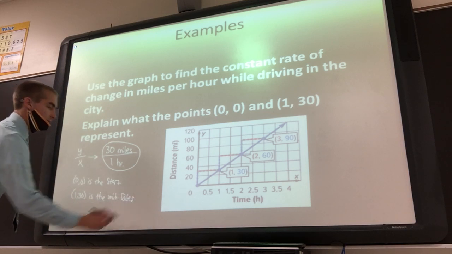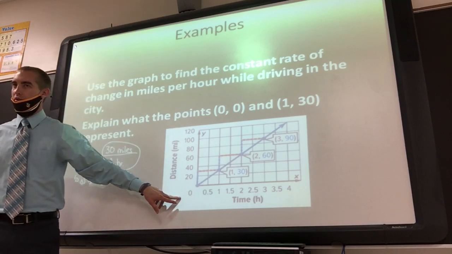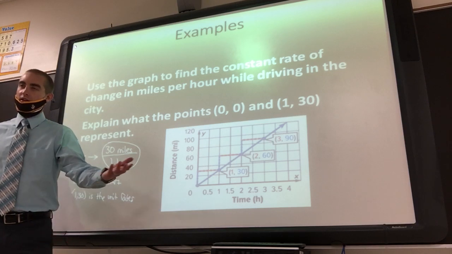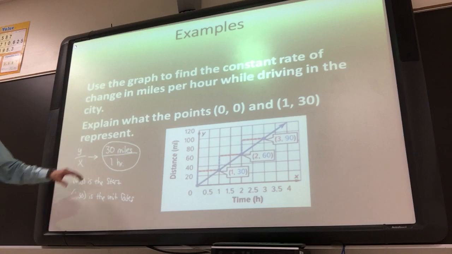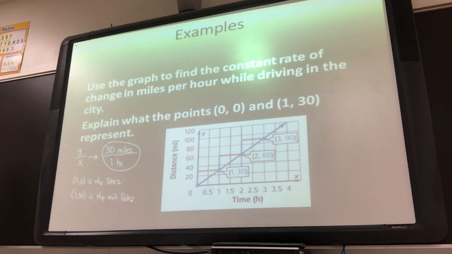Now, if you were talking about maybe dollars and pounds, 0, 0 wouldn't be the start point. It would mean if you don't buy anything, you don't have to pay anything. That would be what 0, 0 represents. So make sure your answer matches what is given on the x and y axis. Okay, any questions on reading the graph to find the constant rate of change?